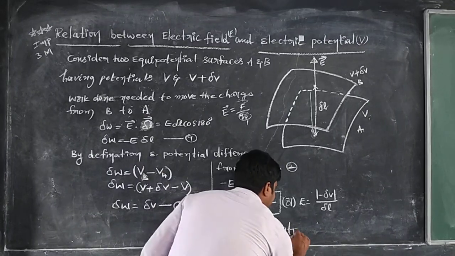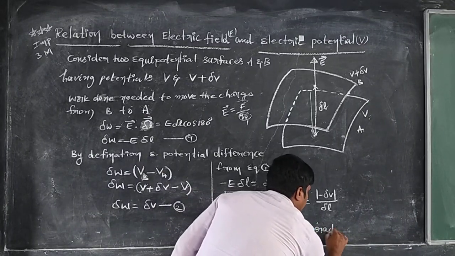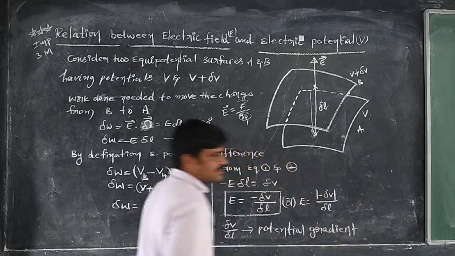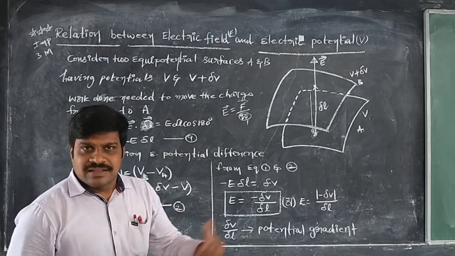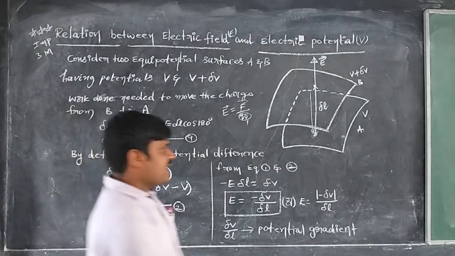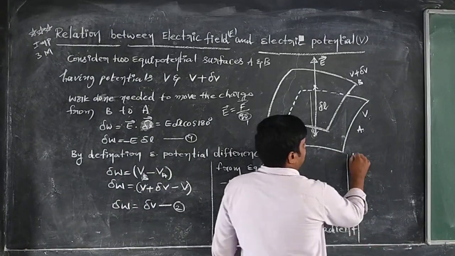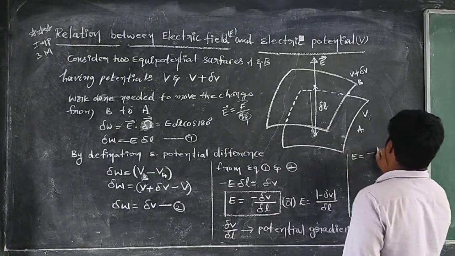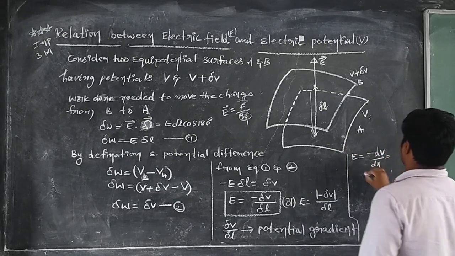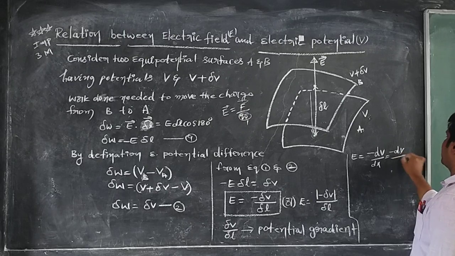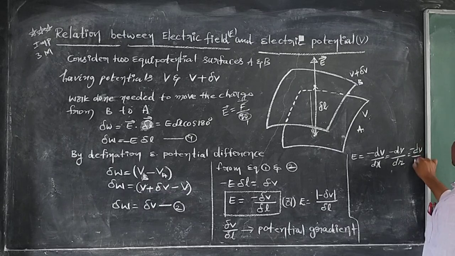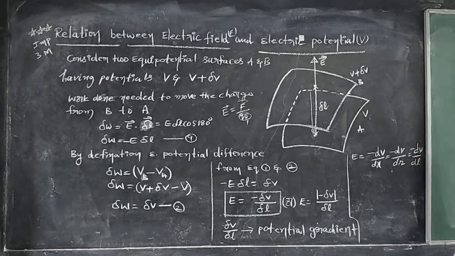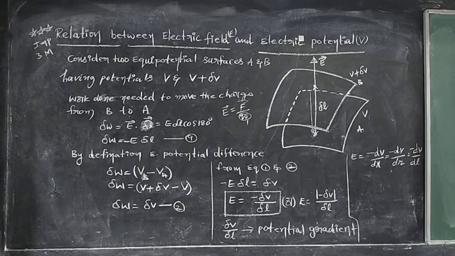Potential gradient means potential along the distance, potential along the length. In books for NEET and CET, this same equation is given as E is equal to minus dV by dx, or minus dV by dr, or minus dV by dl. That is also correct. This is the relation between electric field and electric potential.